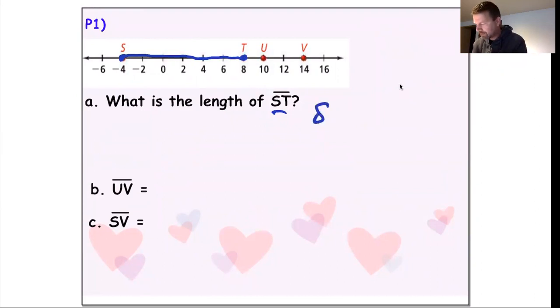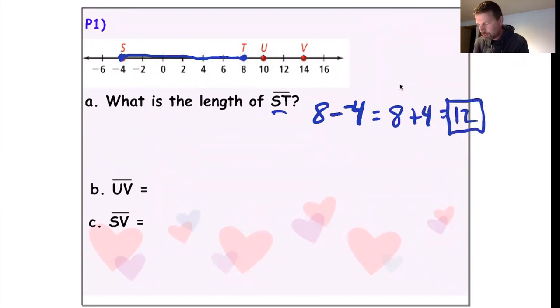If I do 8 minus negative 4, you guys remember minusing a negative? That's like adding a positive. So that's like 8 plus 4. That's 12. So if you know the positions of your points, like S is at -4 and T is at 8, if you just subtract those, 8 minus -4, that gives you 12, because the way you can find a distance is by subtracting the smaller one from the bigger one, right? So that's one way we could do it. Or if you want to just count, you can count. It doesn't matter. However you want to find the length of that.